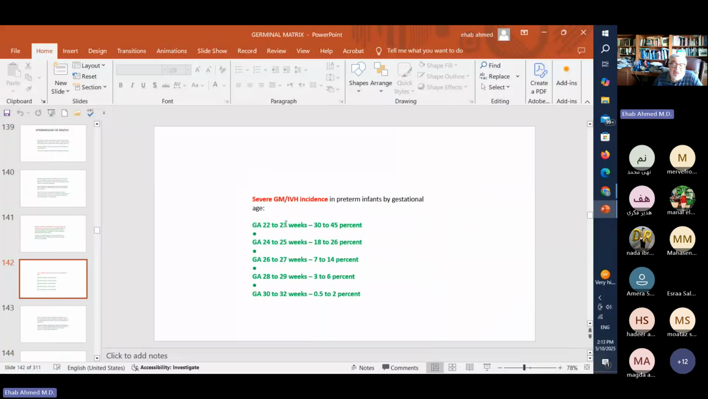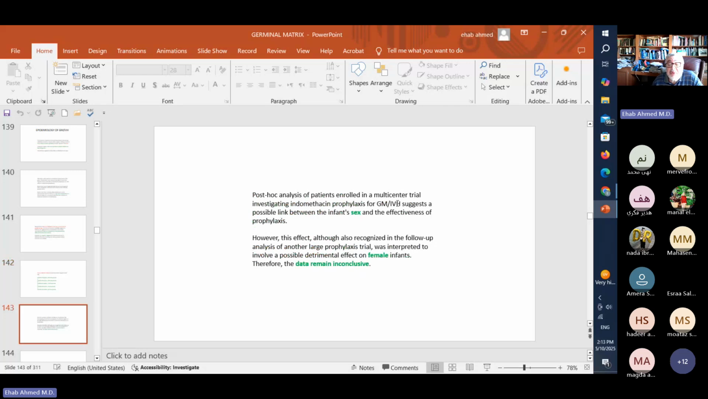And this is the severity of the GM-IVH, not the whole GM-IVH, only the severe ones based on gestational age. As you see, in 22 to 23 weekers, up to 45% have severe, whereas in 30 to 32 weekers, only 2% might have severe. Some people think sex might play a role. Some people say females are more liable to GM-IVH. I don't believe that.